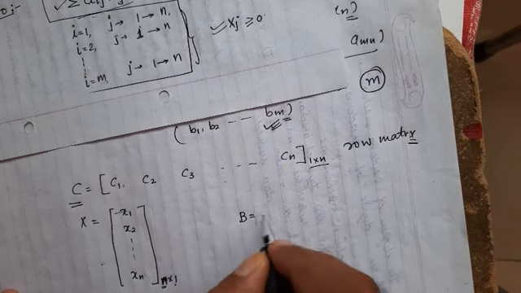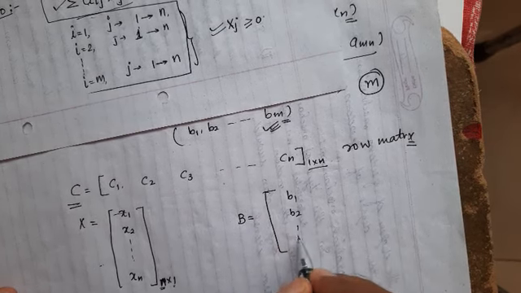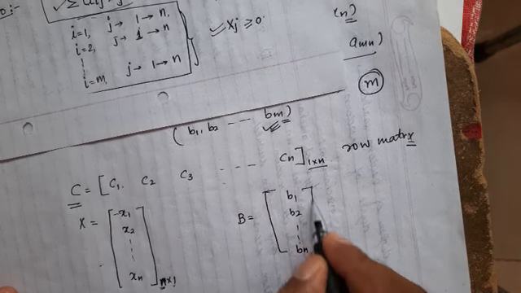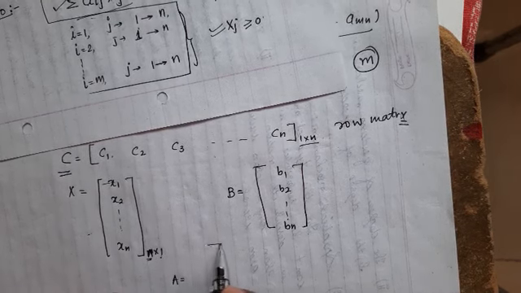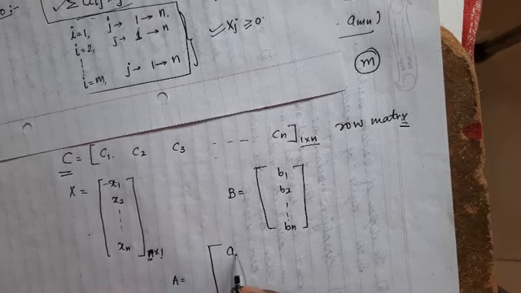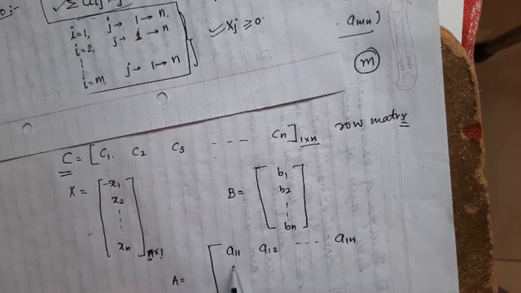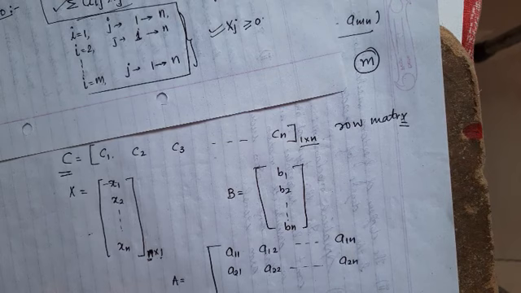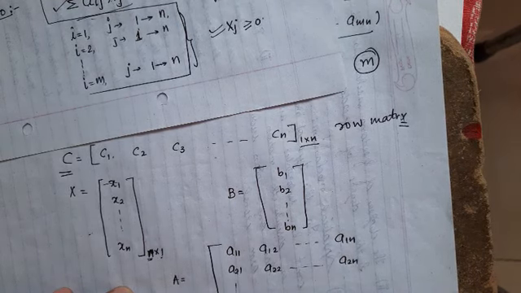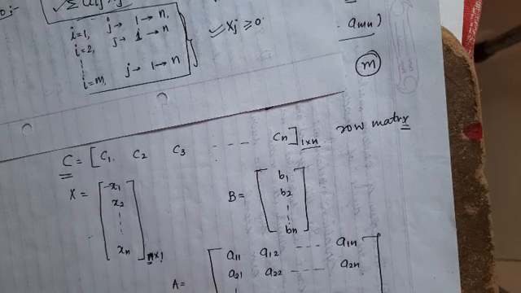B again will be a column matrix and its values will be b1, b2, and finally bm. So again this is a column matrix. And A will be your technology coefficient matrix. So it can be a11, a12, and finally a1n, a21, a22, a2n. Likewise the last row will be am1, am2, and last will be amn. So this is the general form.